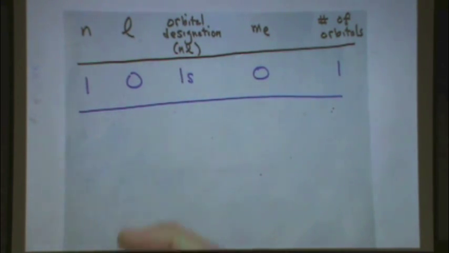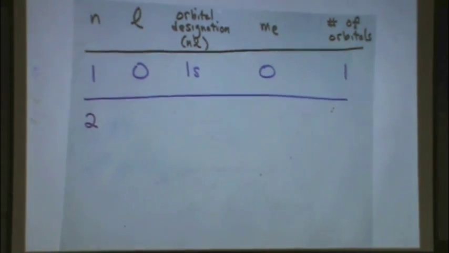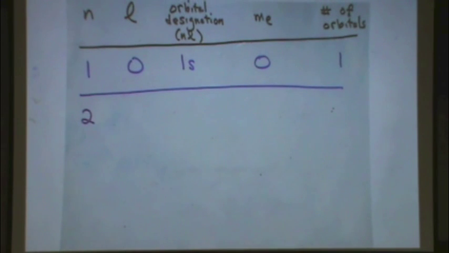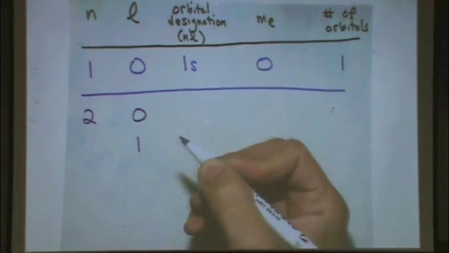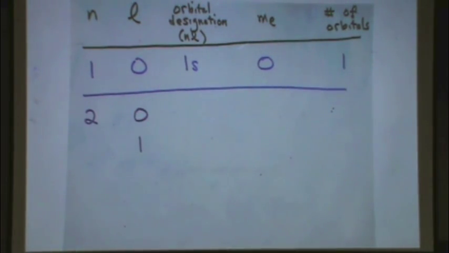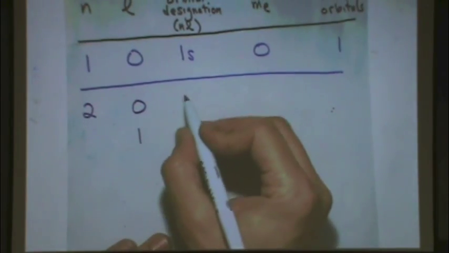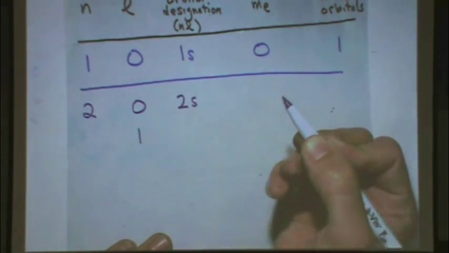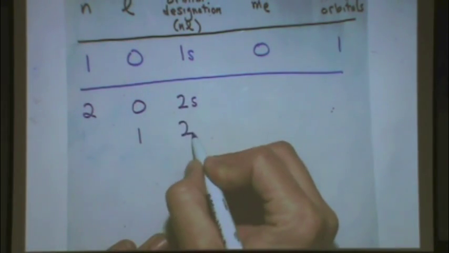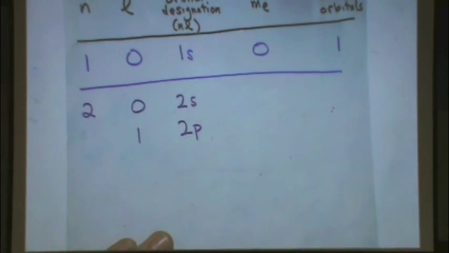Okay. N is 2 is the next one. If N is 2, what's L? 1 or 0, yeah. So it could be either, because both values are less than 2. So it could be 0 or 1. So this would be 2, 0 or 2s, and this would be 2, 1 or 2p. Remember, p goes with the number 1.